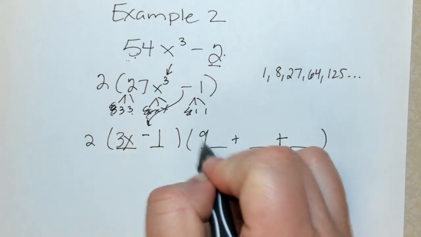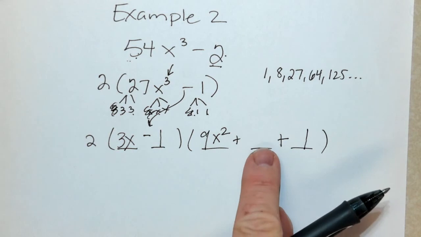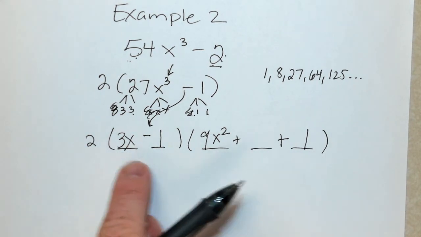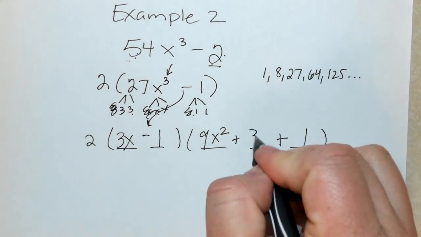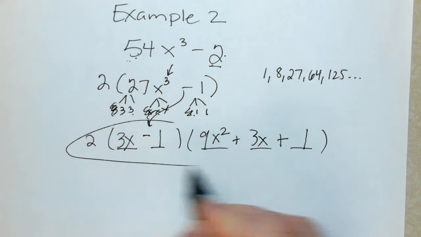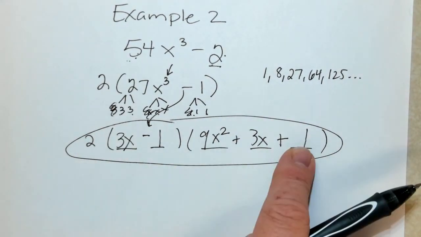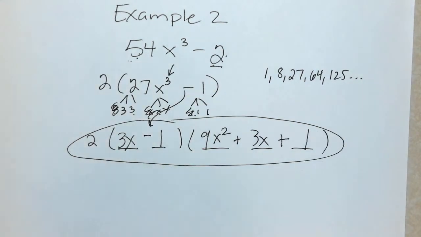3 times 3 is 9, x times x is x squared. 1 times 1 is 1. Now what's this middle term? Don't worry about it being positive or negative. You're going to take these two terms and multiply. 3x times 1 is 3x, and don't worry about the sign. This is the factored form. If you distributed the 3x and the 1 and then distributed the 2, this is what you would end up with.